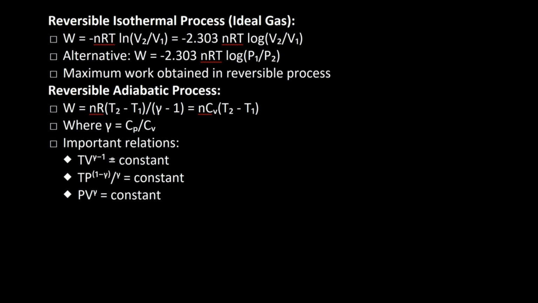For a reversible isothermal process for an ideal gas, W is equal to minus nRT ln(V2/V1). Okay, this is in terms of ln. To convert it to log, you just need to multiply it with 2.303. And for adiabatic conditions, we have this coefficient Cp/Cv, and these are the important relations over there. Please solve these types of questions.